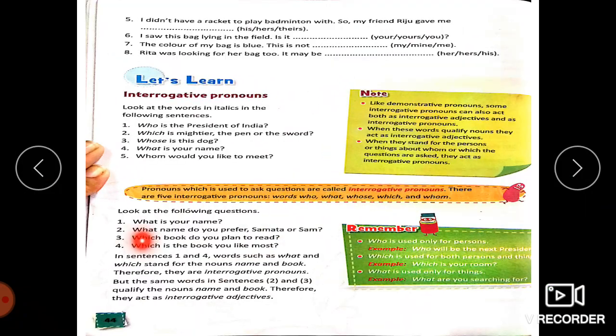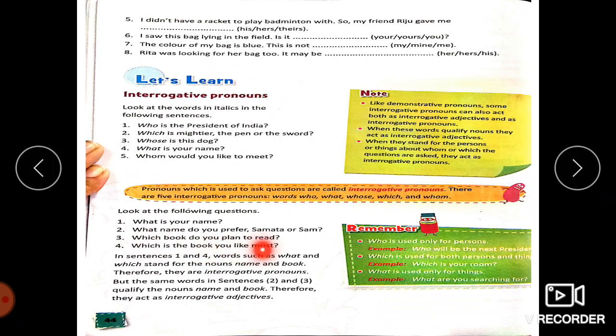Which book do you plan to read? Which book? Have you seen here? Book is the noun used right after the WH word. Hence, here which is an interrogative adjective. What name do you prefer? The word name here is also a noun. So, what name becomes an interrogative adjective.